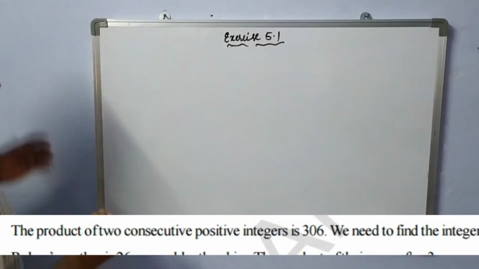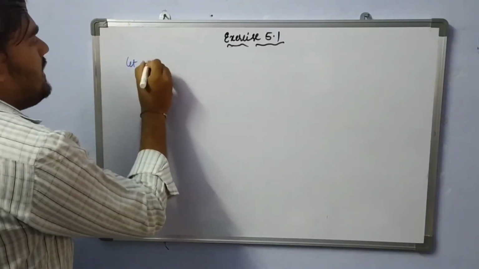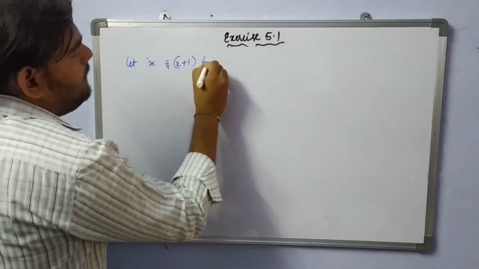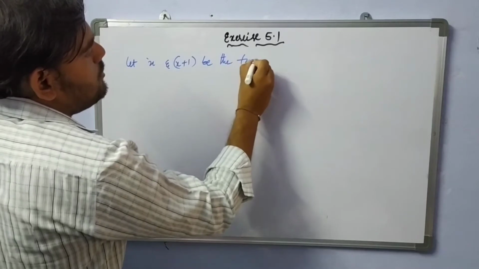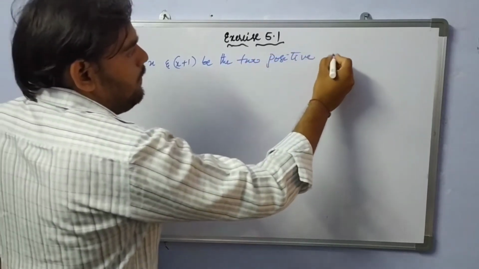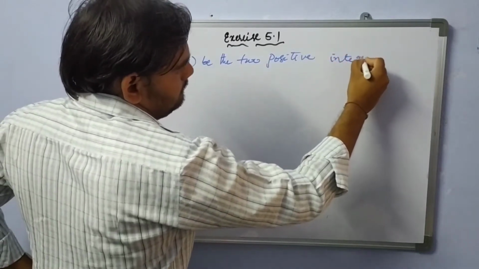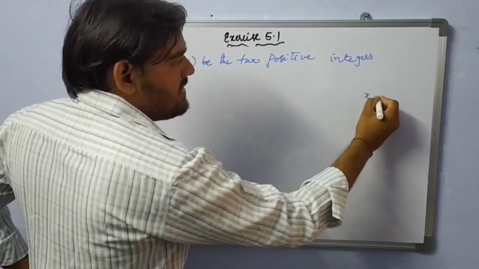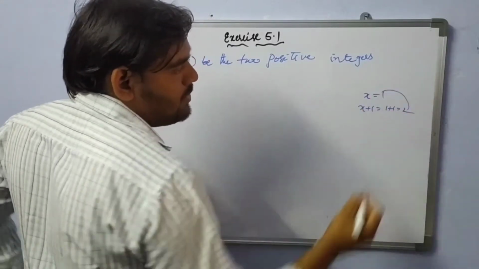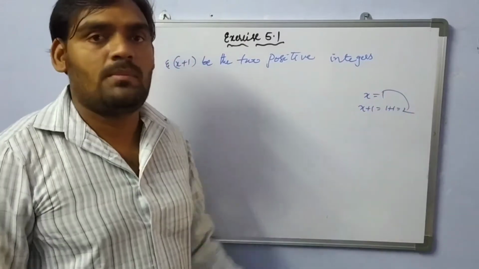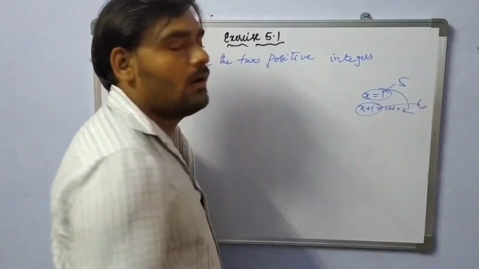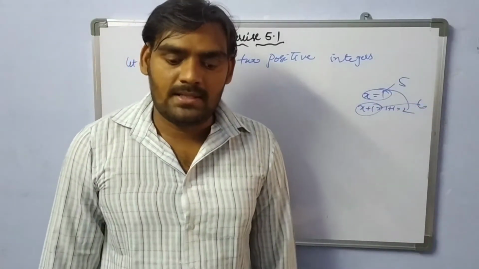See here. Let x and x plus 1 be the two positive integers. Why do I have to assume like this? Positive integers. If you assume x is equal to 1, x plus 1 will be 1 plus 1, that is 2. So 1, 2 are consecutive numbers. These are also positive numbers. Or else if you assume x is equal to 5, x plus 1 will be 6. 5, 6 are consecutive numbers, isn't it?